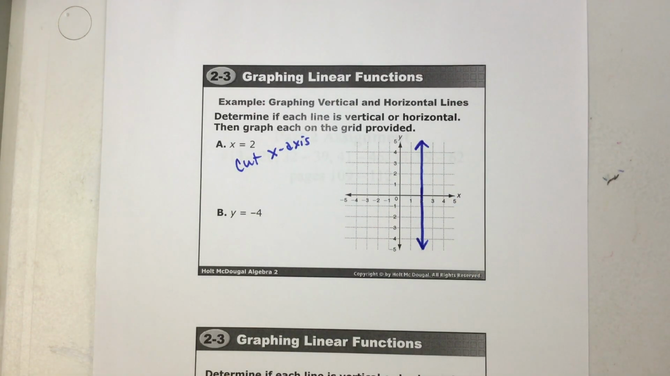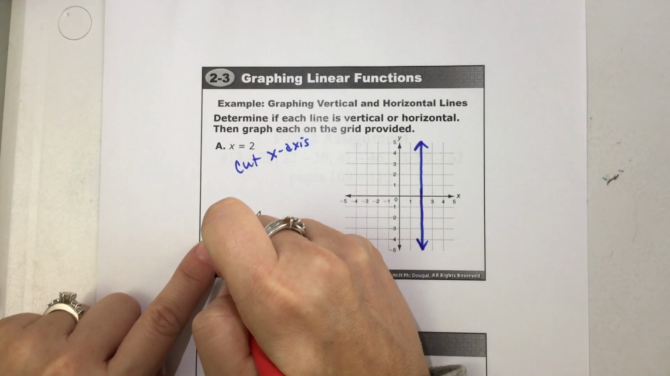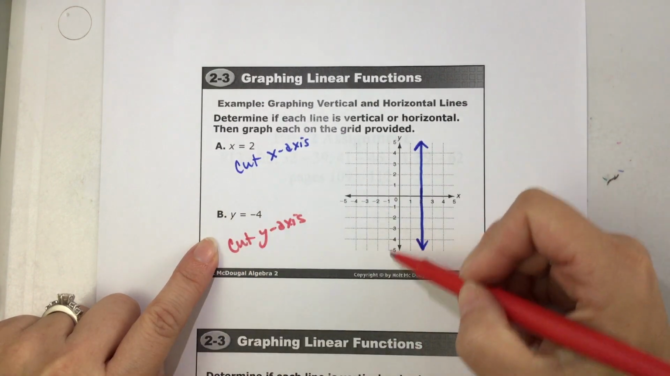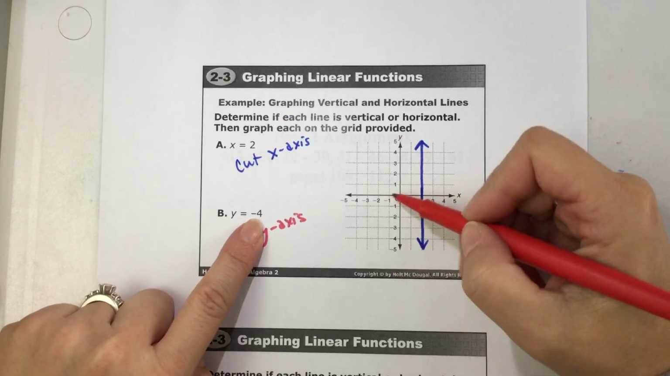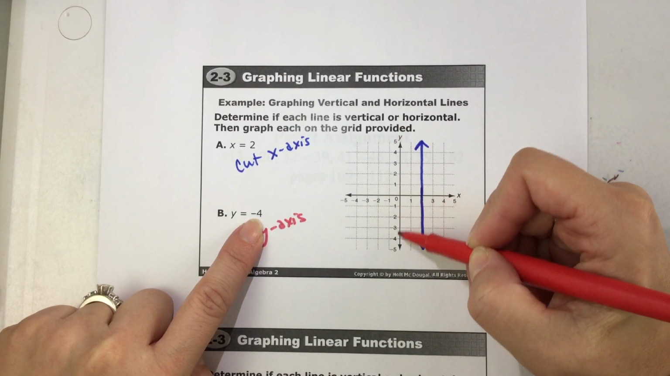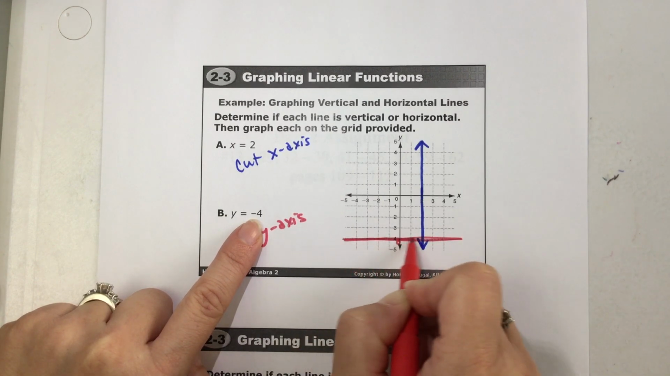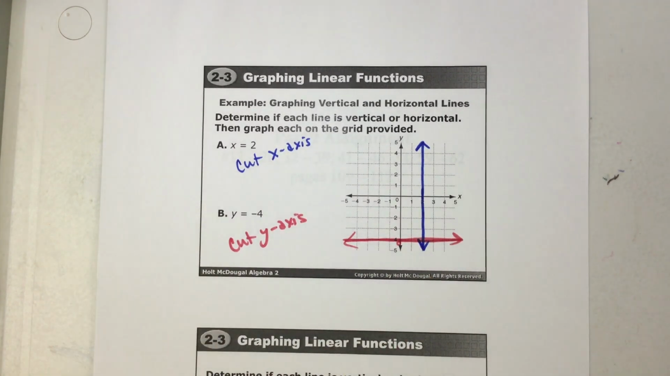If I look at the next one, this is y equals -4. Because it's y, I need to cut through the y-axis. Y runs up and down. This is -4, so I go down 1, 2, 3, 4. There's my point. I need a line that cuts through the y-axis at that point.